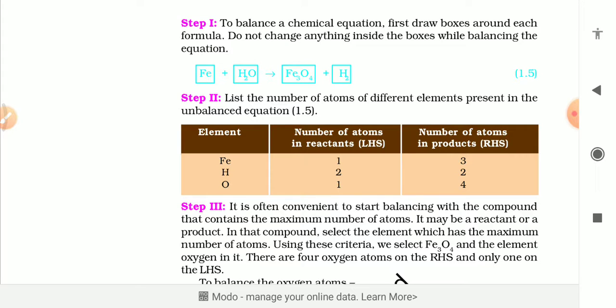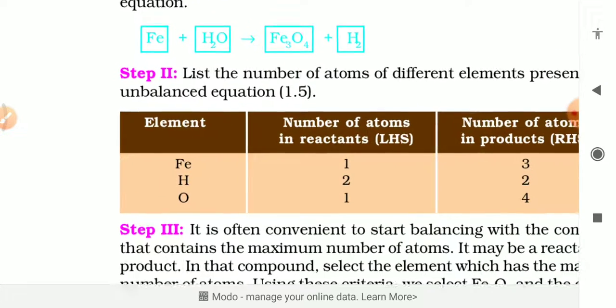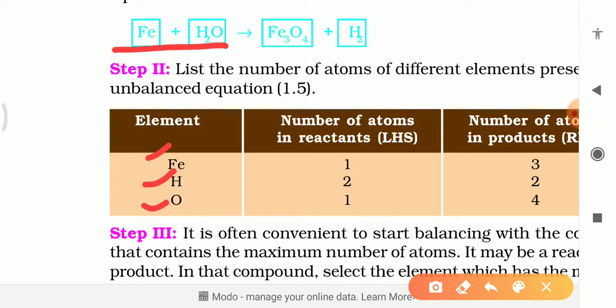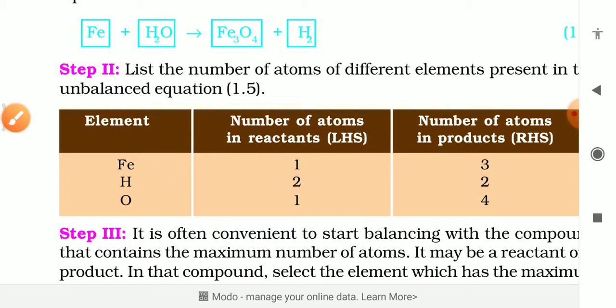Now let's see the third step. Let's continue with the number of atoms. First of all, as I told you, write the elements on the left hand side. How many types of elements are present? You will see on the left hand side 3 elements are present: the first is iron, then hydrogen, and another is oxygen. On the right hand side the same elements are present: iron, oxygen, and hydrogen. Let's calculate this.